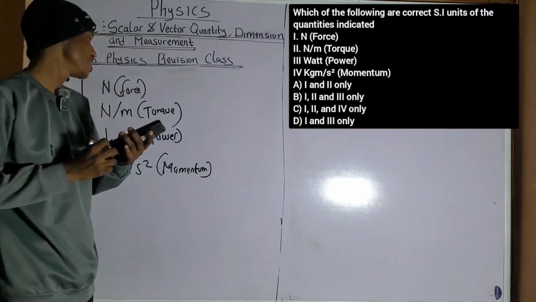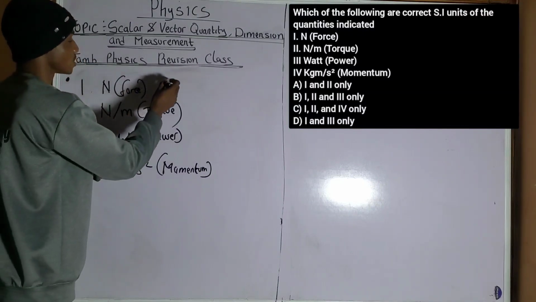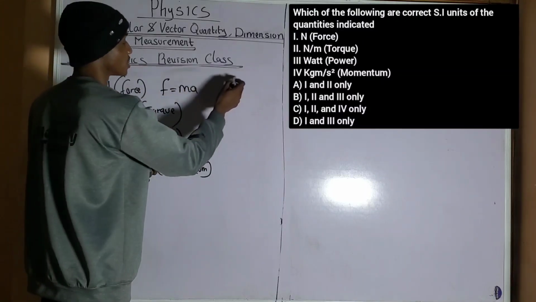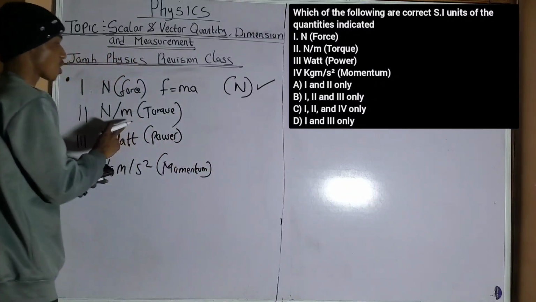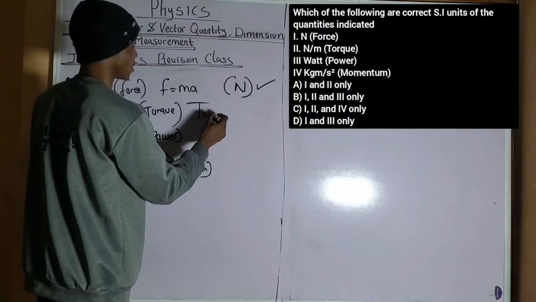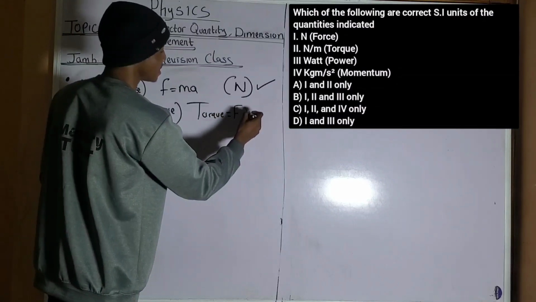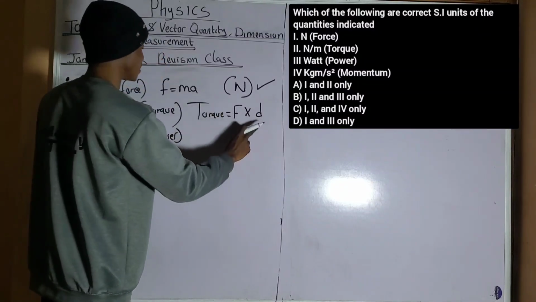Now, let us examine the following. You know that Newton, force is what? Force equals mass times acceleration, right? And the unit is what? It is in Newton. So this quantity is correct. Now, what of torque? Torque is equal to force times distance. You understand? Torque is equal to force times distance.